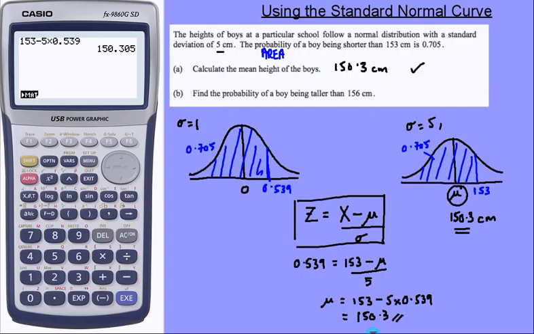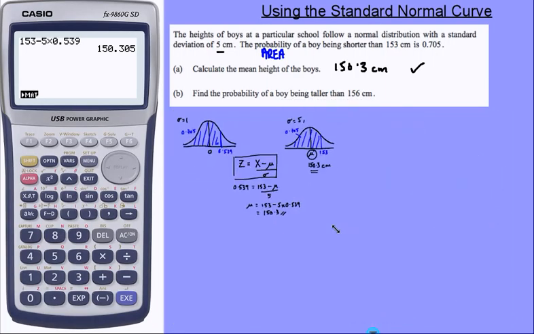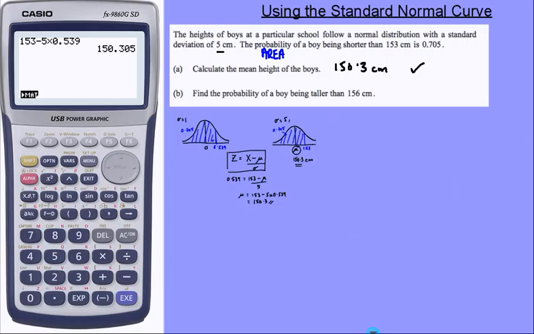Okay, second part of the question. In fact, let me just get rid of these things. I'll shrink them down just in case we need them again. Second part of the question, probability taller than 156. Normal curve, I now know quite a bit about it. 150.3 is the average, standard deviation is 5, and I want to know probability, area, remember, of being taller than 156.